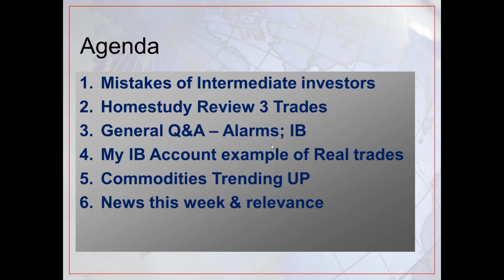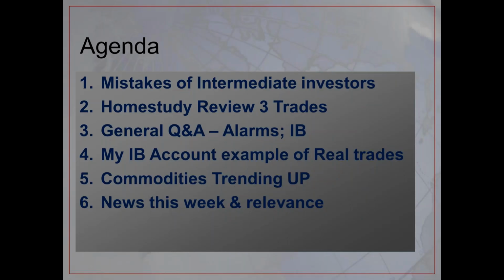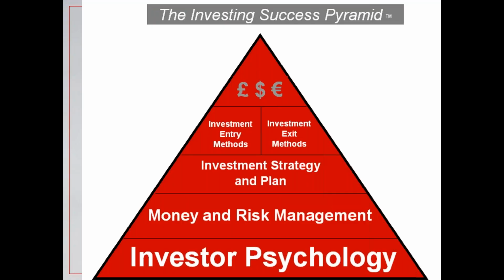Okay, so let's do the mistakes of intermediate investors. Just as a reminder, this is our success pyramid. A lot of the mistakes are to do with the base of the pyramid around investing psychology. You can put them into whichever books you want after we've gone through them. So this is 8 mistakes intermediate investors make.